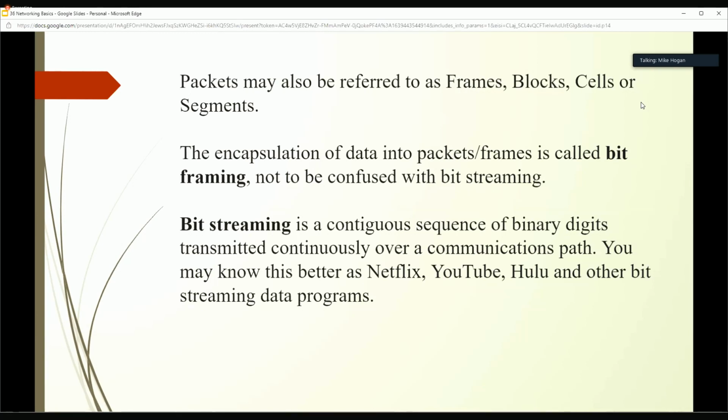Talking about bit framing, encapsulation of data into packets or frames is called bit framing, not to be confused with bit streaming. Basically, what it's talking about is how they put the bits together again to form the packet. Remember, all of this data is represented as bits.